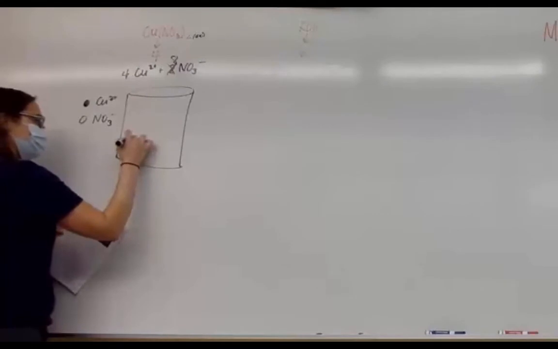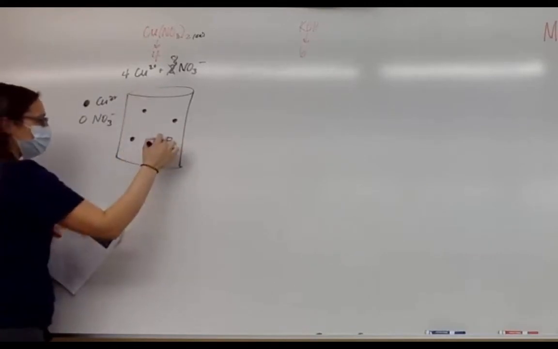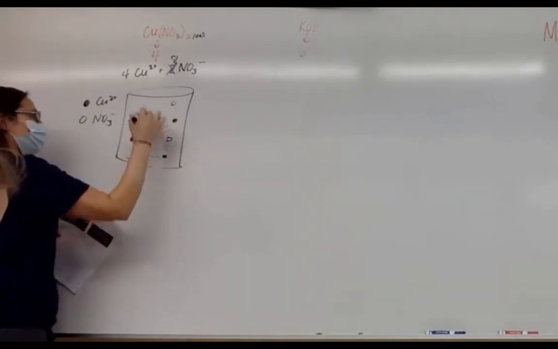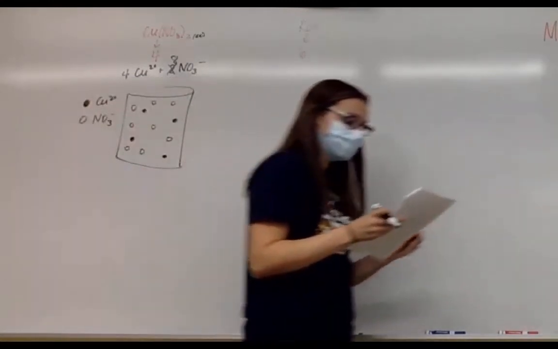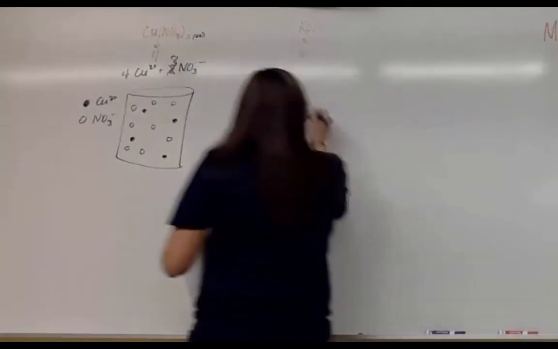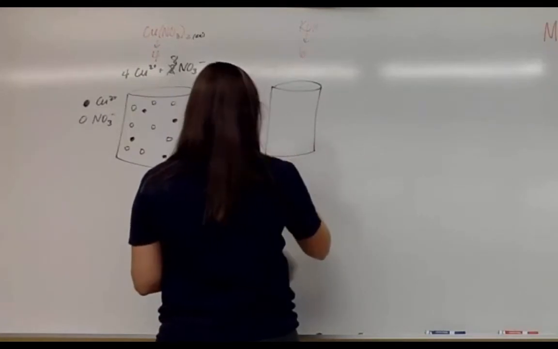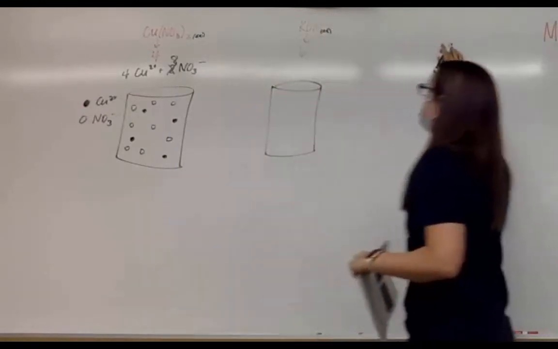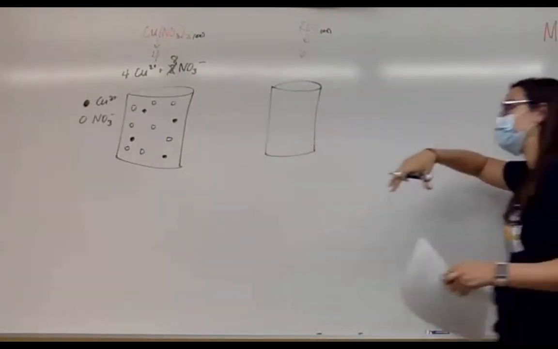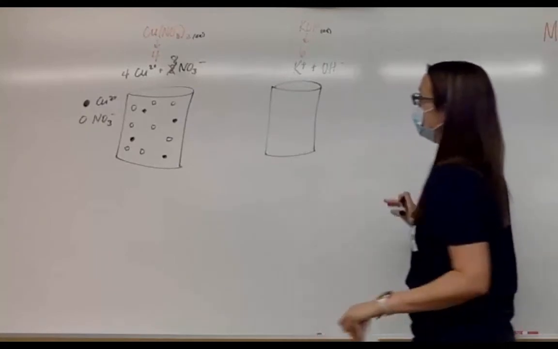So I have four Cu2+, and I have eight: one, two, three, four, five, six, seven, eight. There's our NO3−. We have four Cu(NO3)2. Then it says that we have the other beaker that has KOH. It says it's a solution and it's ionic. That's K+, the metal. So each KOH is going to break apart into K+ and OH−.